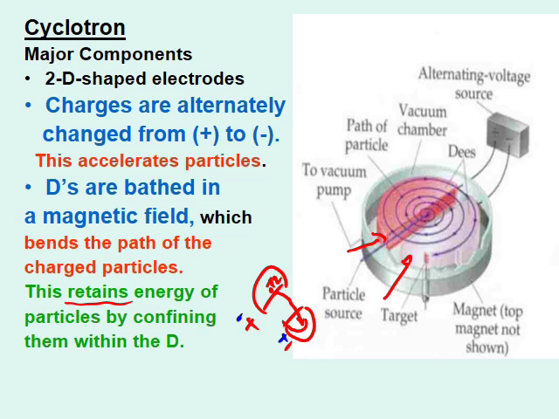And then this alpha particle is now accelerated towards the negative. So in this manner, as the alpha particle comes out, the charges on the D's are switched, so that every time the alpha particle is within the gap of the two D's, it sees the negative charge and gets accelerated there. So particles are accelerated in between the D's, and the magnetic field bends the path of the particle.